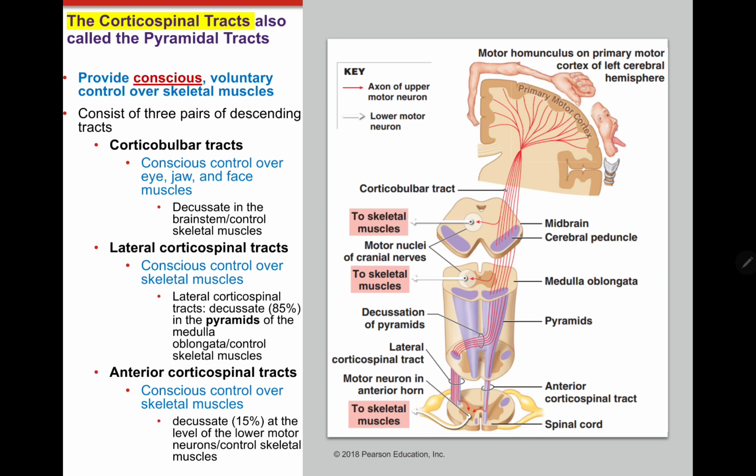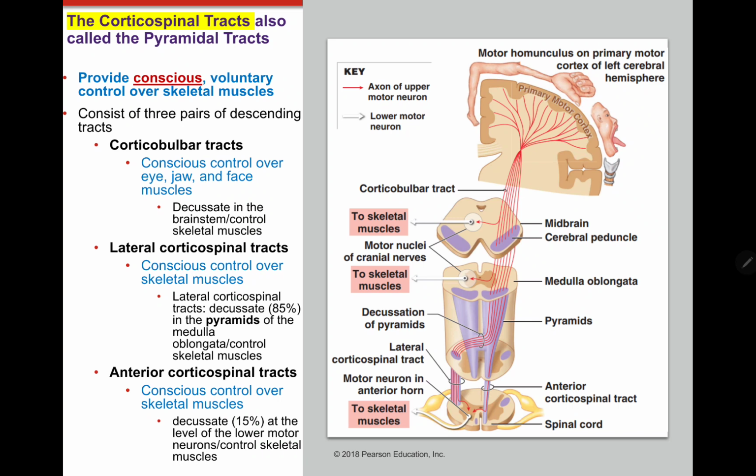Now, the corticospinal tracts, right? These are also called the pyramidal tracts. This is coming from the brain for conscious movement, right? So we're providing conscious, voluntary control over skeletal muscles, okay? And it's going to consist of three pairs of descending tracts.